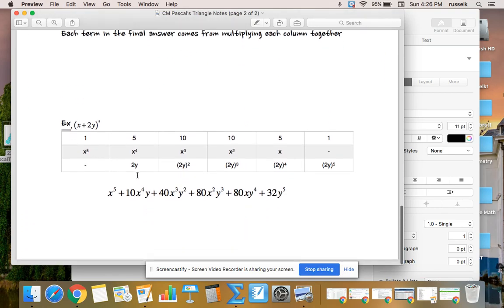One thing to be careful on is if any part has more than one part to it, like this second part here has 2 and a y, you need to make sure that you're taking the powers to both of those. So in that bottom row, we go 2y to the fifth. Make sure you take 2 and y both to the fifth to get your answer.